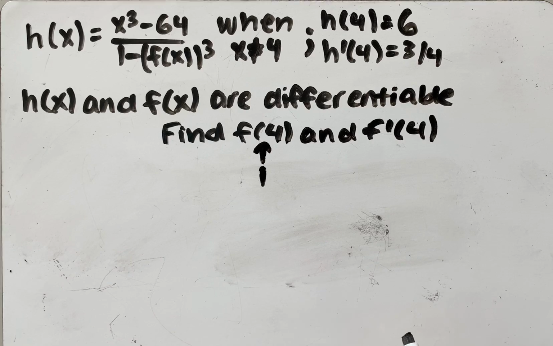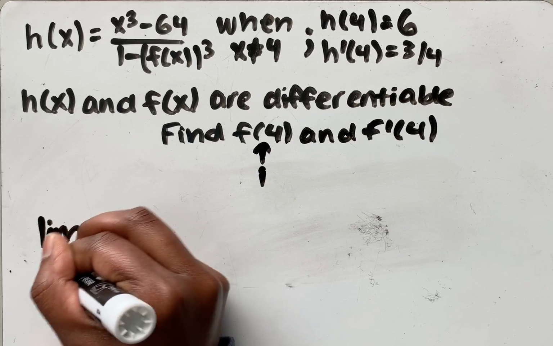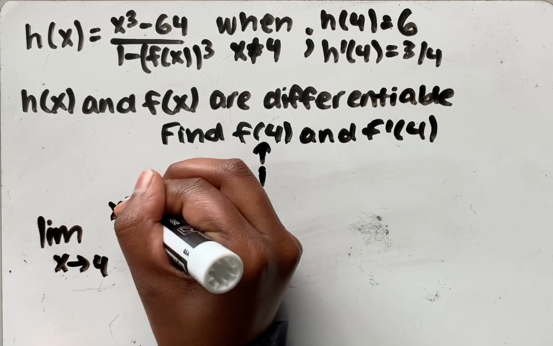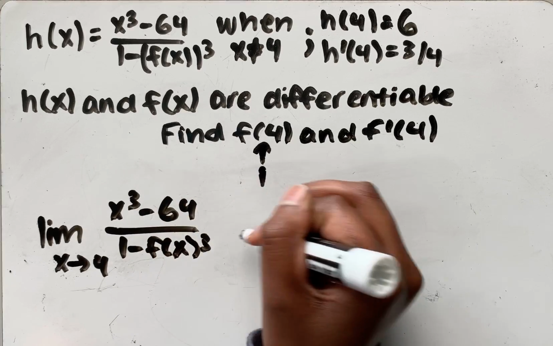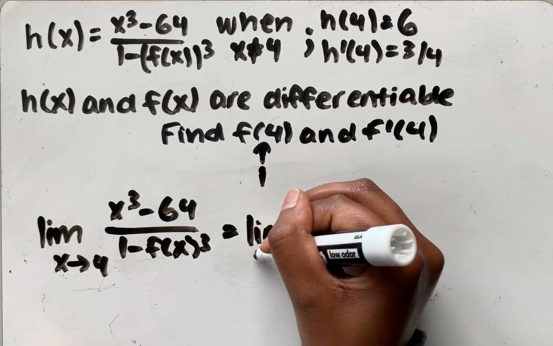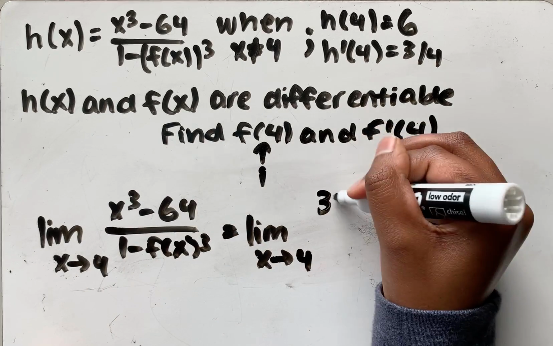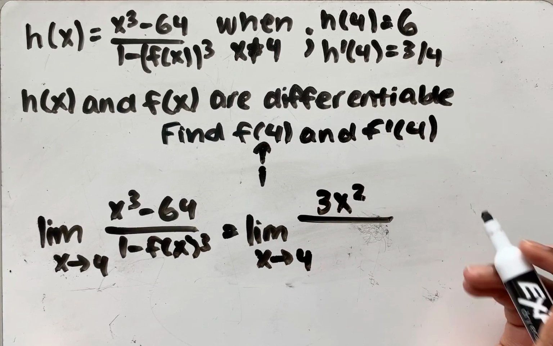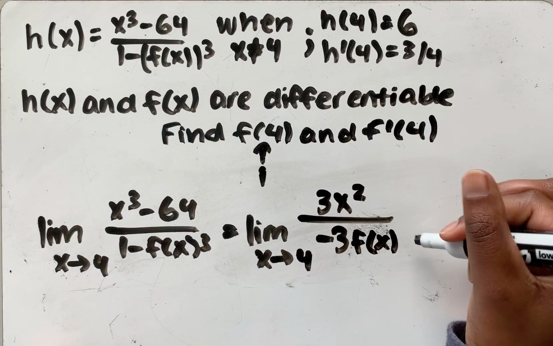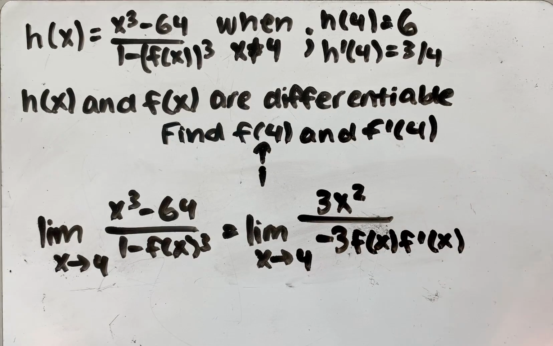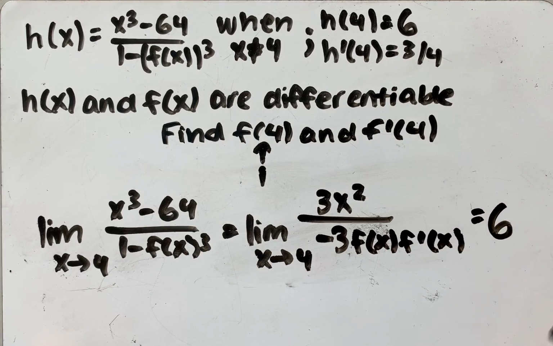So now let's find f prime of 4. If we actually use L'Hopital's rule to find the limit as x approaches 4 of (x cubed minus 64) over (1 minus f of x cubed), we see that's equal to the limit as x approaches 4. Using the power rule on the top, we see 3x squared over negative 3 times f of x, and then using the chain rule, multiplied by f prime of x. And keep in mind, we want this to be equal to 6.